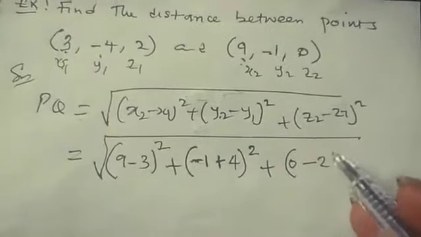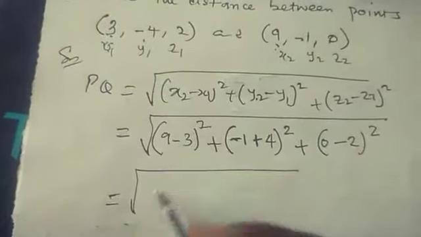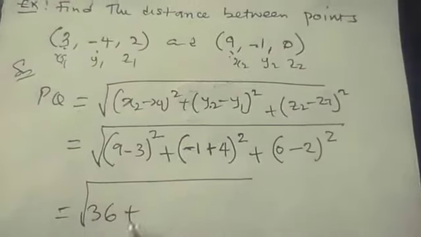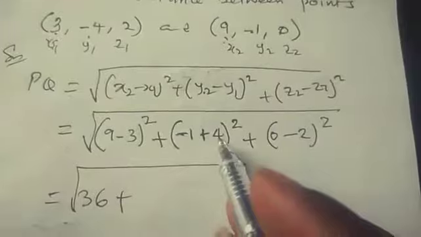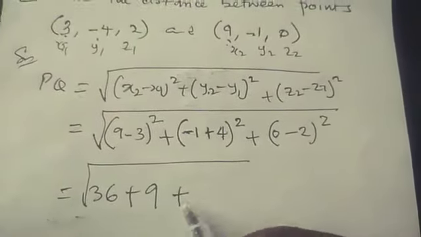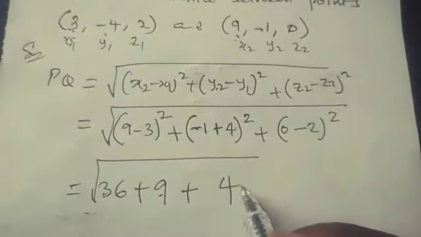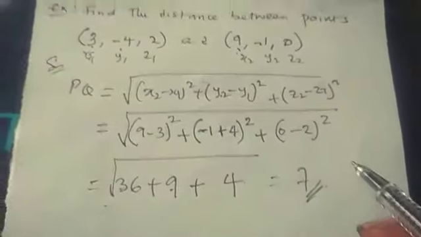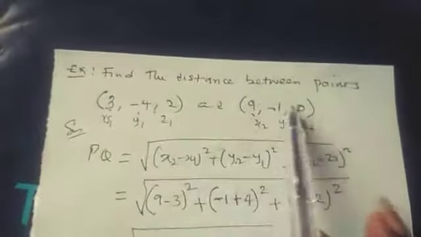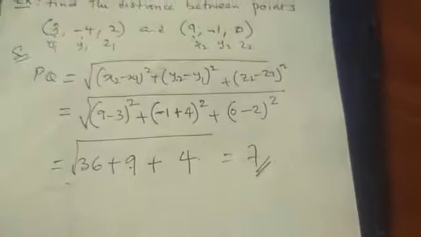Z1 all squared. So this will just give me 36. This will give me, this is minus 1 plus 4 is 3. 3 squared is 9, and this is 4. So 36 plus this is 45 plus this is 49, and square root of 49 will give me 7. So therefore the distance between these 2 points is 7. Let's take another example.